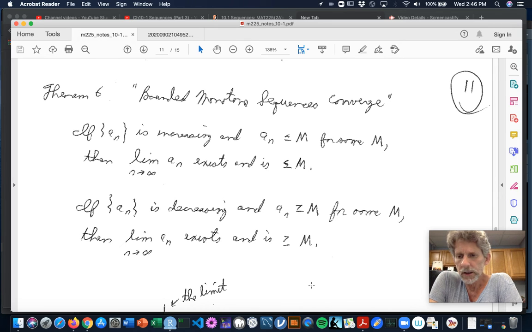Hi, everybody. Here to discuss the last thing about infinite sequences. It's the bounded monotone sequence convergence theorem, and maybe an application or two of it.